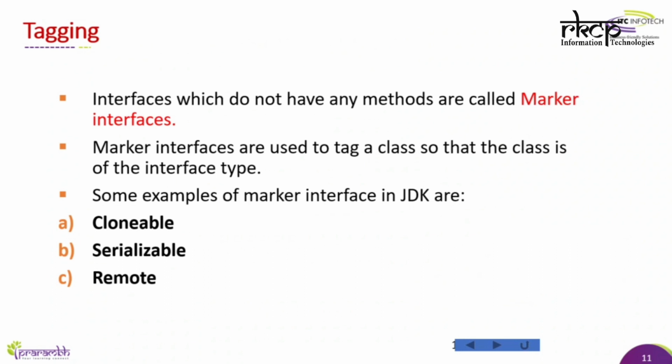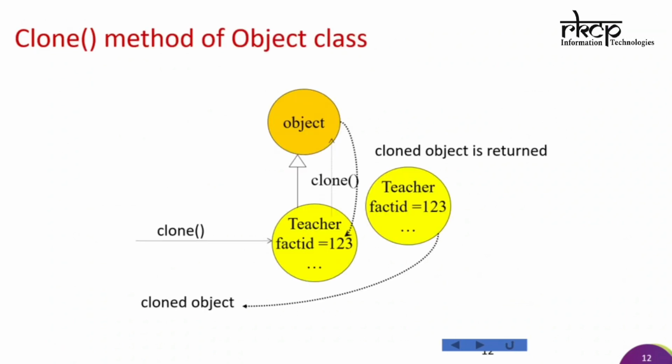A few important marker interfaces are Cloneable, Serializable, and Remote. Cloneable is used to create a clone of your object. Serializable is used to store an object into a file. Remote is used to access a remote machine. I hope you are able to understand. Inside Cloneable you have a clone method, and based on the clone method you can create a clone of any object.